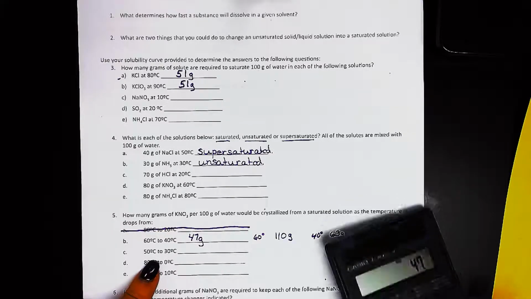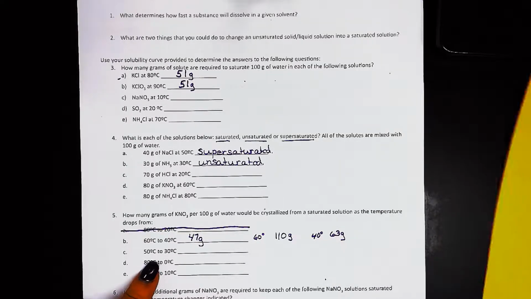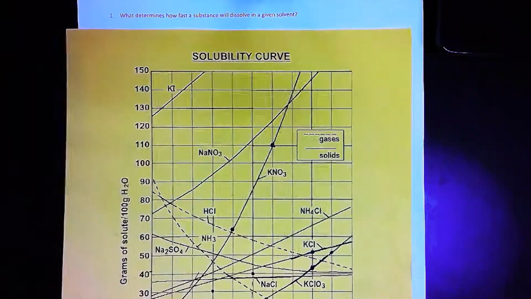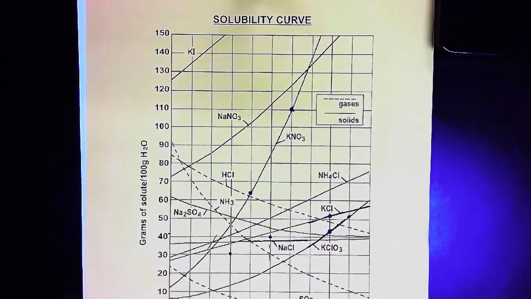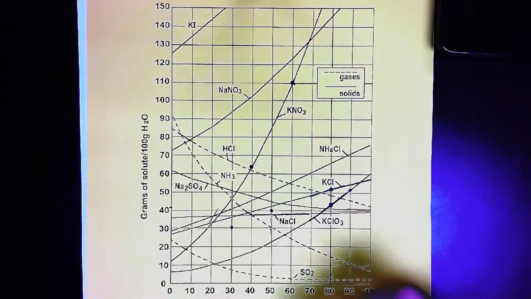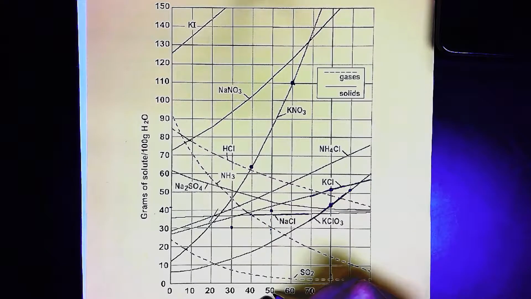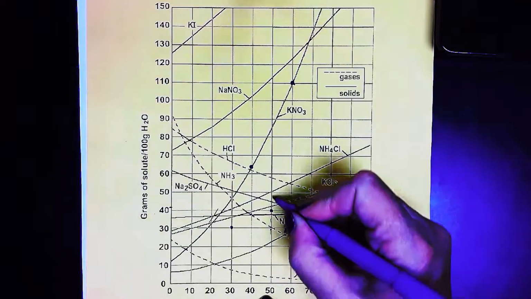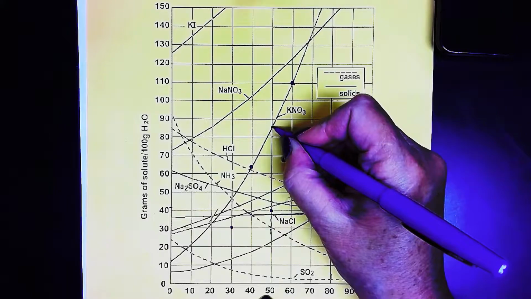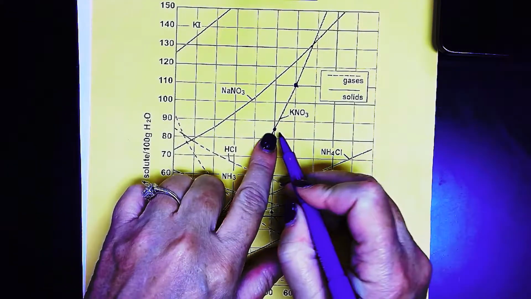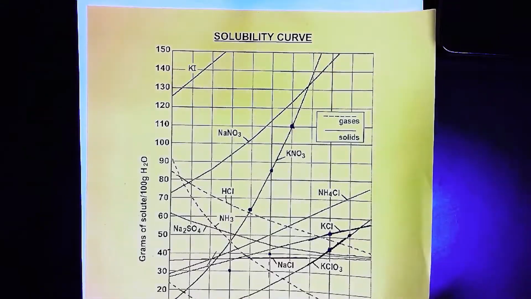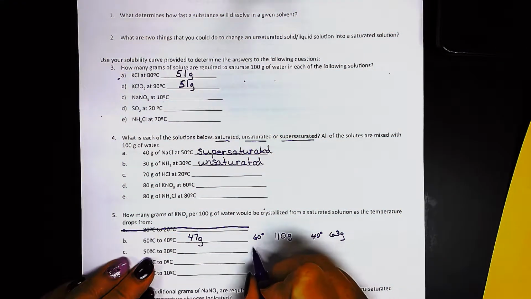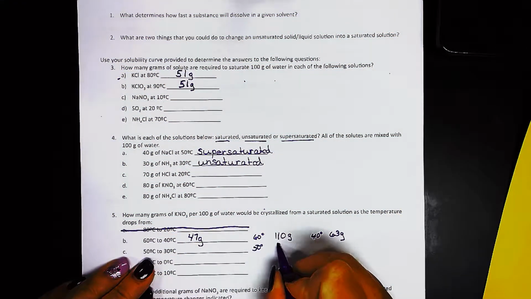All right, let's look at one more. It says from 50 to 30 degrees. So again, we're still looking at KNO3. We're going to start here at 50 degrees, so I'm going to go up here and make a mark right here. At 50 degrees, what do we say? I'm going to say it's right about 85 grams. So I'm going to write that down. At 50 degrees, it's 85 grams.